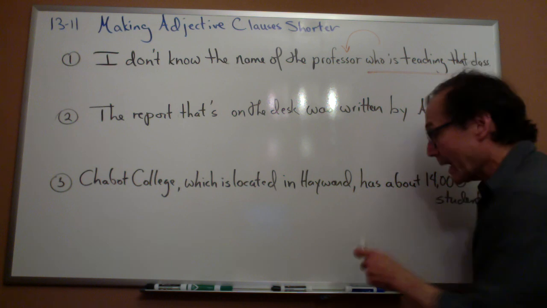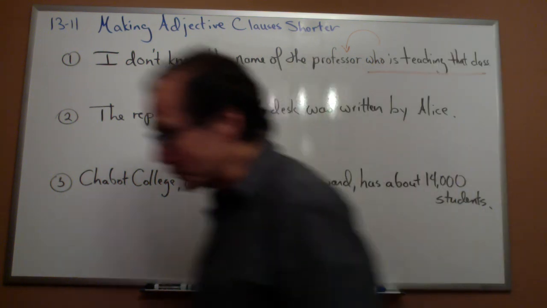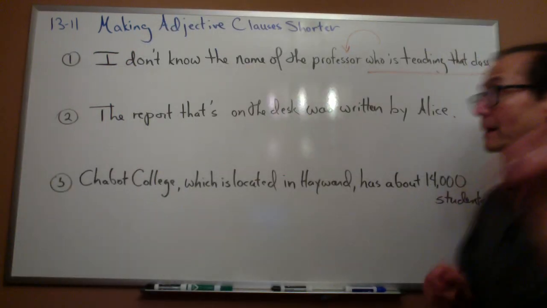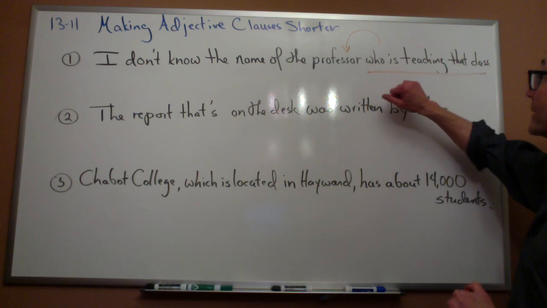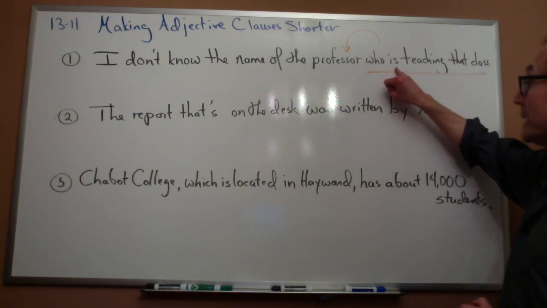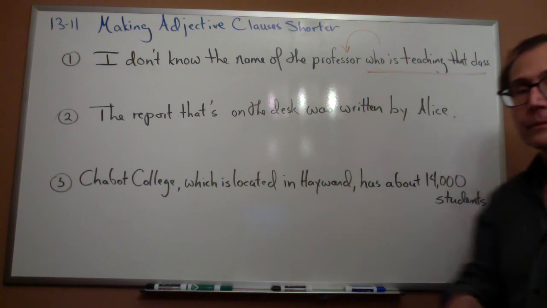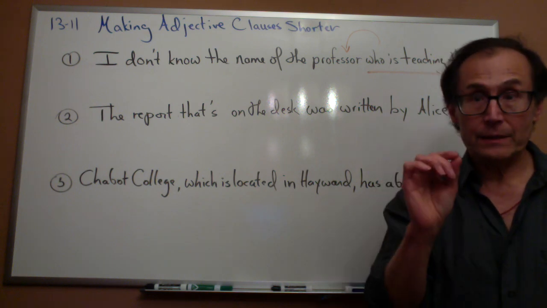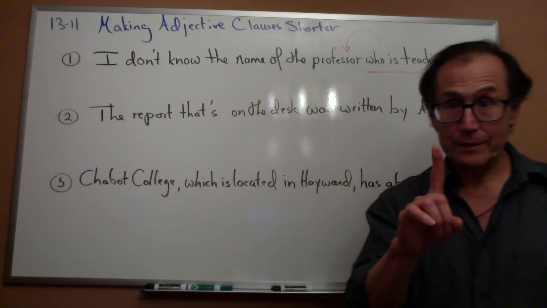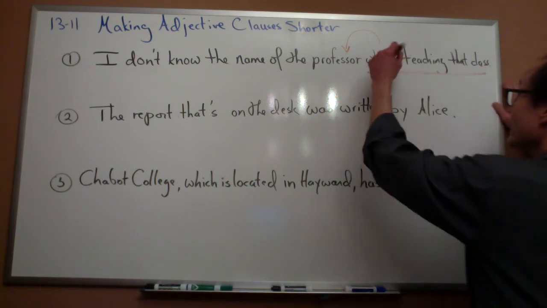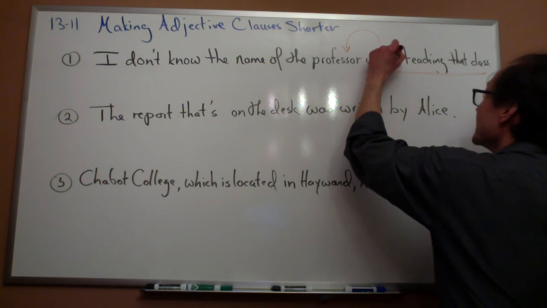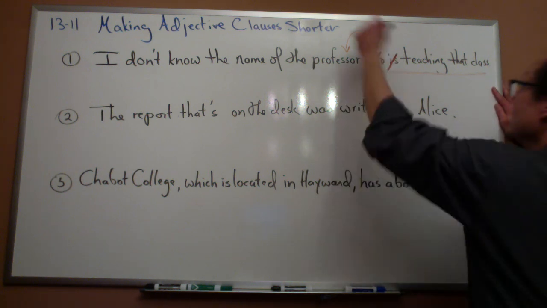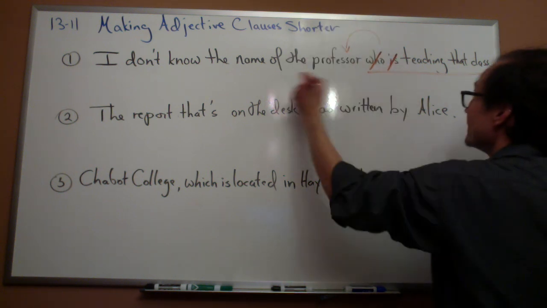Okay. How do I make this adjective clause shorter? Well, let's take a look at what we have here. Here I have be and who. If the adjective clause has the verb be in it, I can make it shorter. Let me show you how. The first thing I do is I get rid of the verb be, and I get rid of the who, or the which.